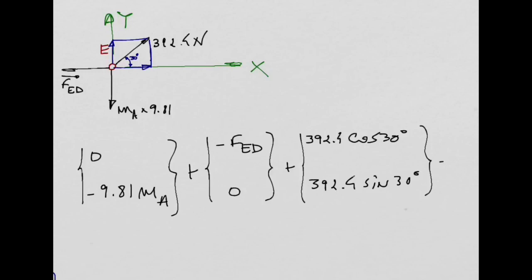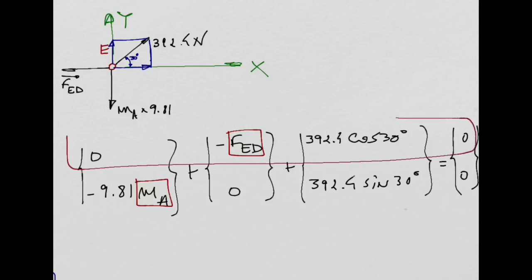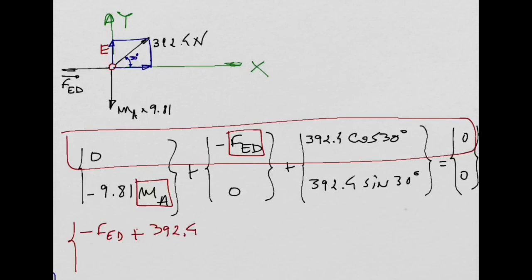So in order for this to be in equilibrium, we need to have this equal to 0. Look at this. We have one unknown, FED, a second unknown, the mass of cylinder A, and we have two equations. The first equation is this one, which will give us minus FED plus 392.4 cosine of 30 degrees needs to be equal to 0.